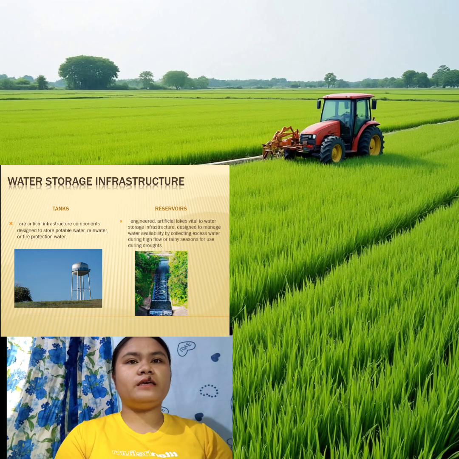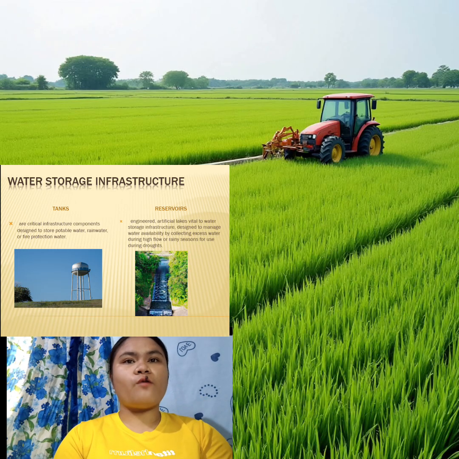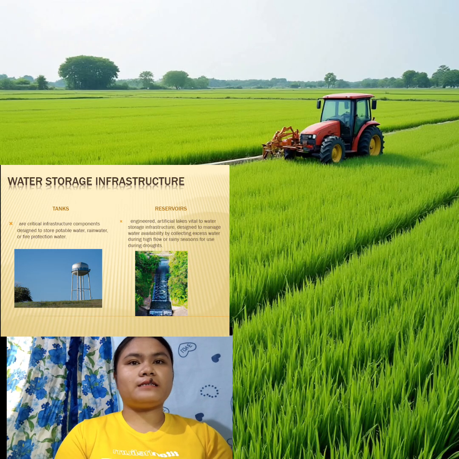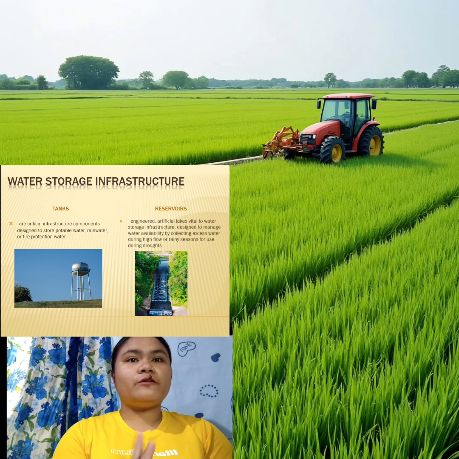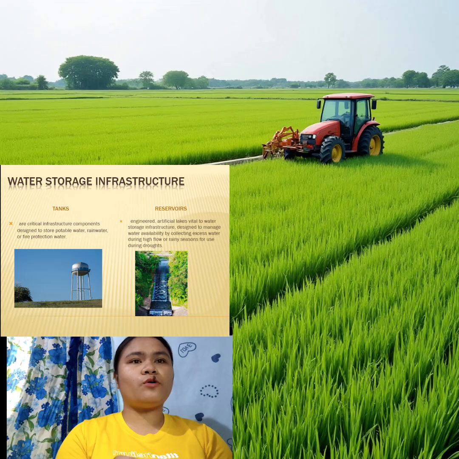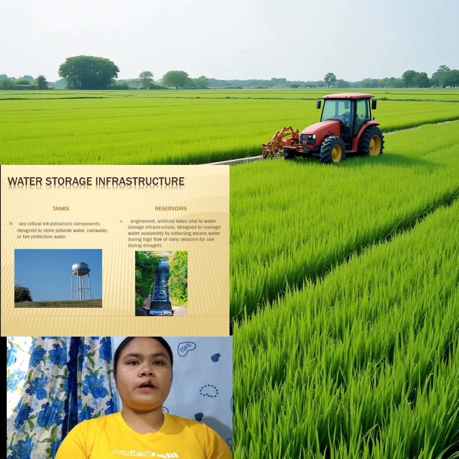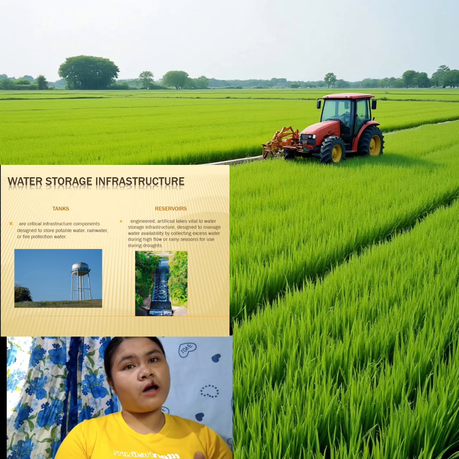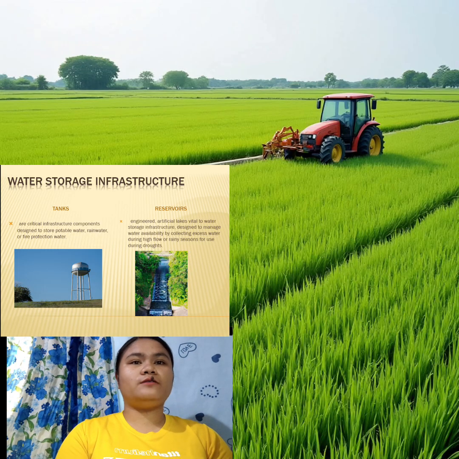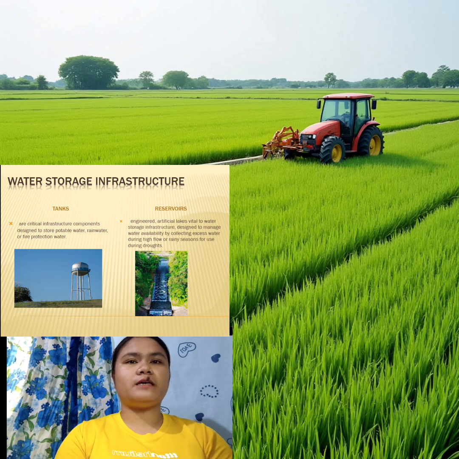We have tanks and reservoirs. First is tanks. Tanks are critical infrastructure components designed to store potable water, rainwater, or water for fire protection. They can be above ground or below ground and are commonly found in both household and farm settings.